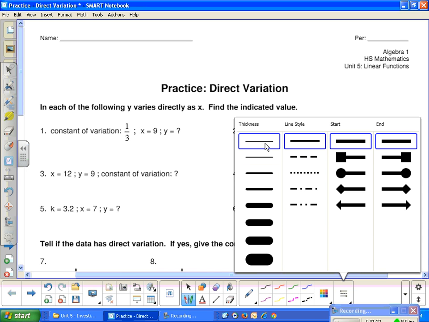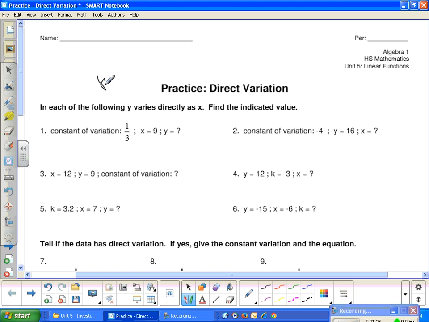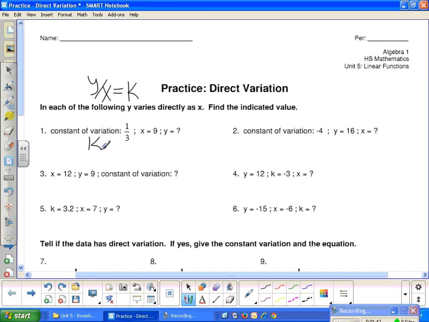It says if y varies directly with x, that means that y over x equals k. K is the constant of variation. It's your rate that's not going to be changing. Another way that we can write this is we can say that y is equal to our constant times x. That's kind of what we were saying when we were talking about the ticket.